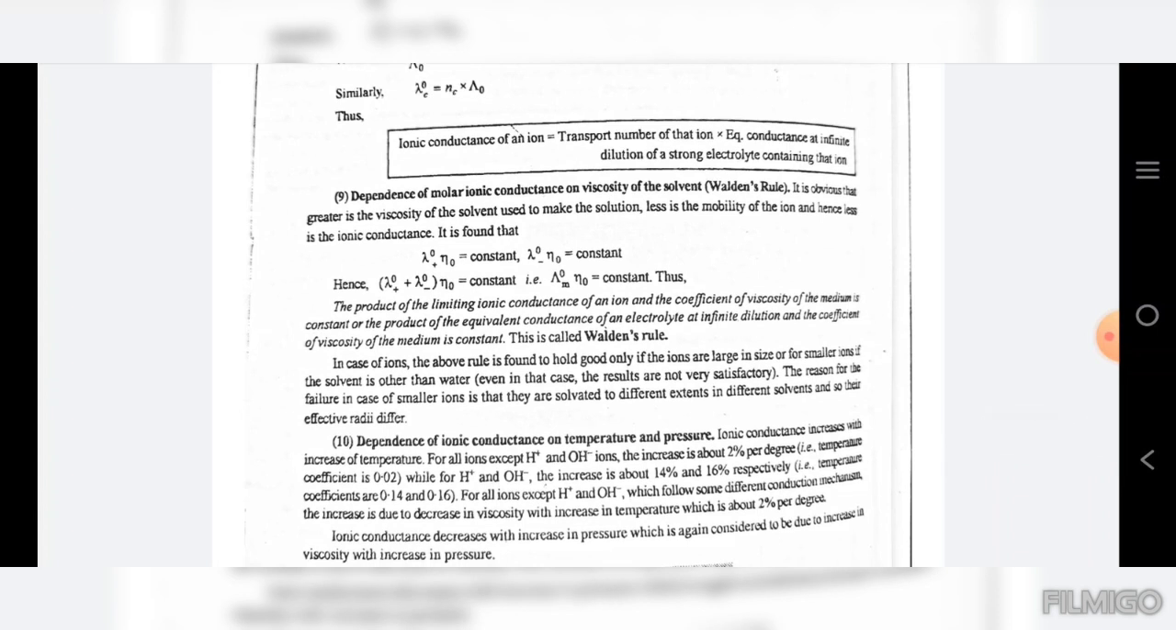Dependence of molar ionic conductance on viscosity of the solvent: Walden's rule. It is obvious that the greater the viscosity of the solvent used to make the solution, the less is the mobility of the ion, and hence the less is the ionic conductance. It is found that the product of the limiting ionic conductance of an ion and the coefficient of viscosity of the medium is constant, or the product of the equivalent conductance of an electrolyte at infinite dilution and the coefficient of viscosity of the medium is constant. This is called Walden's rule.